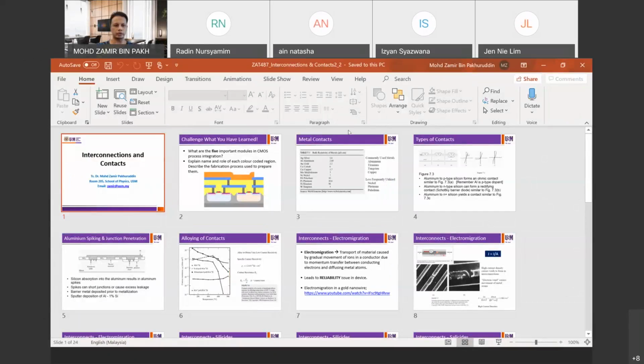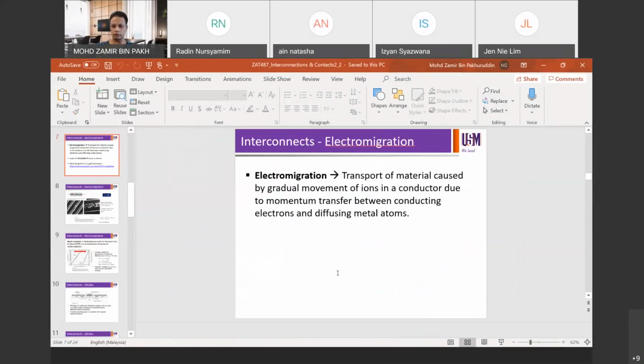So let's continue with the interconnections and contacts. We've stopped right before electromigration. So we're going to continue with electromigration today.